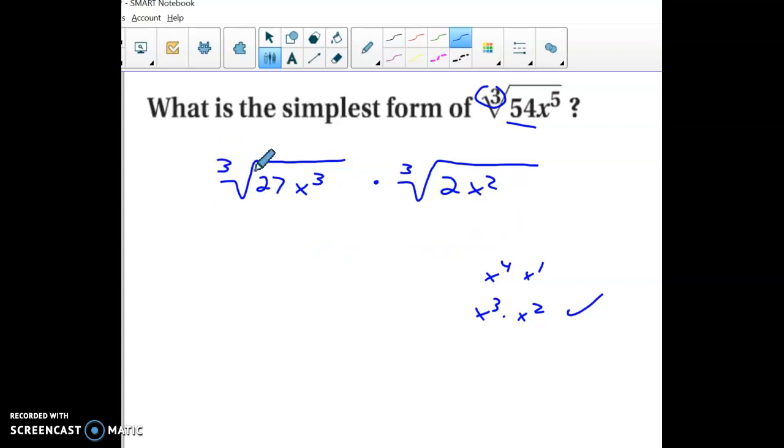All right, and then these are perfect. So they come out when you do the third root of 27, that's just 3. And then this exponent divides with the index, so we get x to the 1st. And then we have our leftover pile of 2x squared in the back.